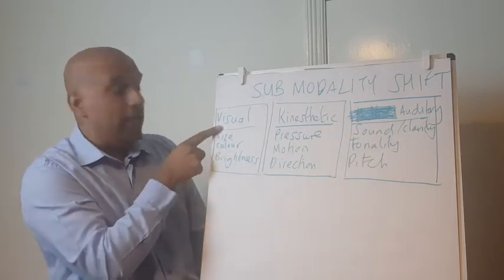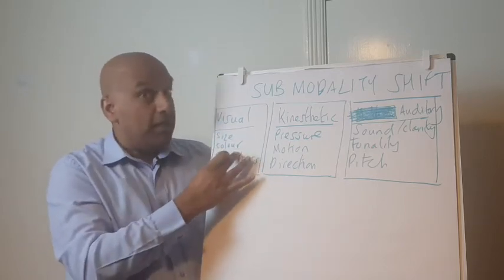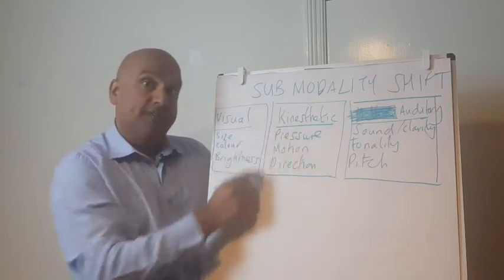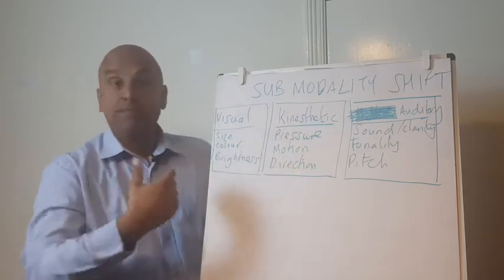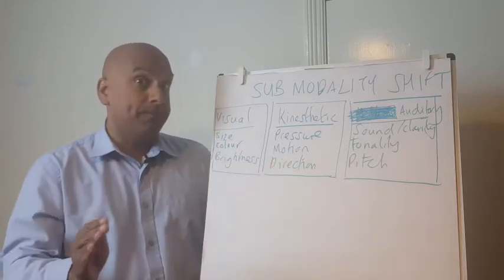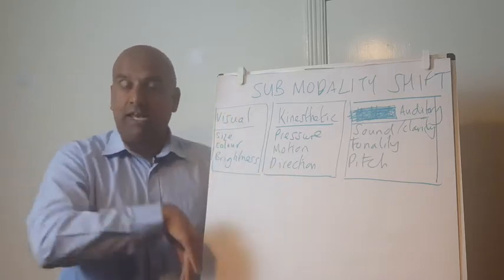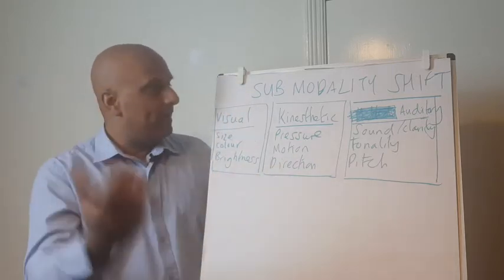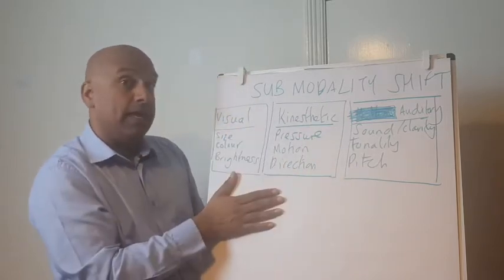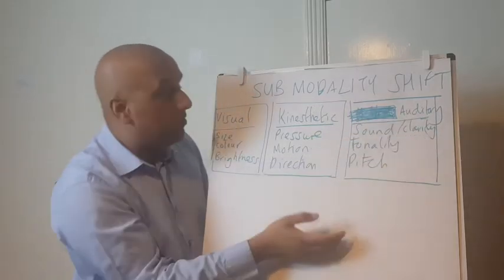So for example, with visual, having an awareness of the size of something or the coloration or how bright it is or dull. In terms of kinesthetic, looking in terms of pressure, is it low, is it high? Looking at motion in terms of speed, for example, and direction. Is it going left, right? Is it going forwards, backwards? Whatever it is, these submodalities are really important here when I then go on to look at the technique in more detail. And also auditory.